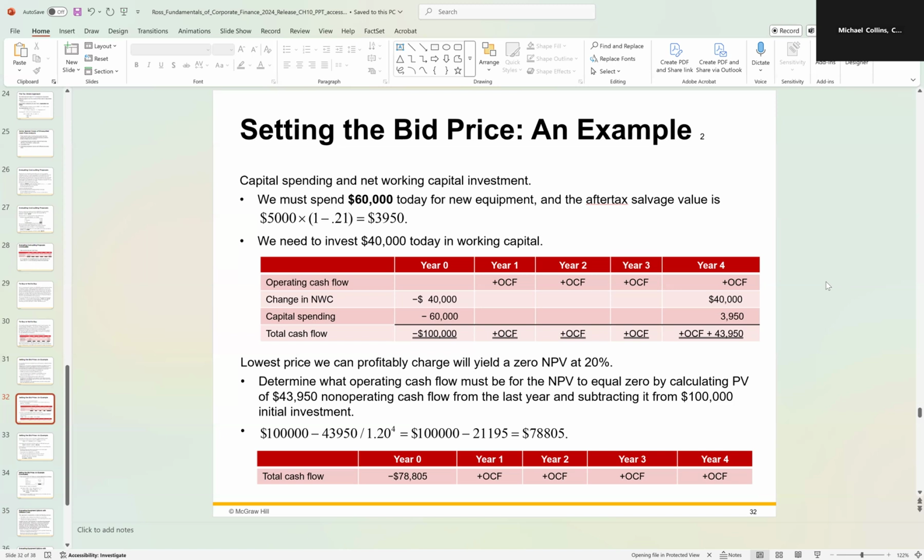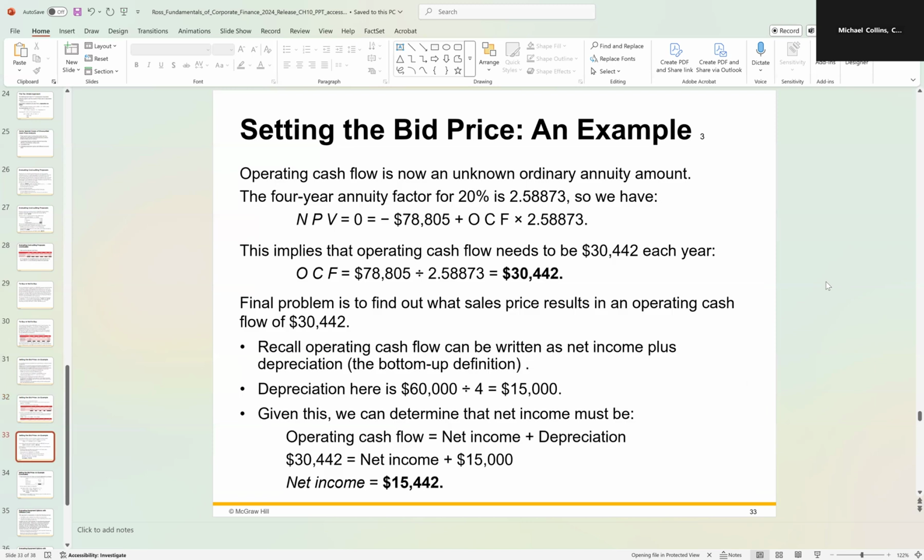Determine the operating cash flow for the NPV equal to 0 by calculating the present value of the 43,950 non-operating cash flow from last year and subtracting it from the 100,000 initial investment, we get 78,805. Then operating cash flow is now an unknown ordinary annuity amount. The 4-year annuity factor for 20% is 2.58873. This implies that operating cash flow needs to be 30,442 each per year.